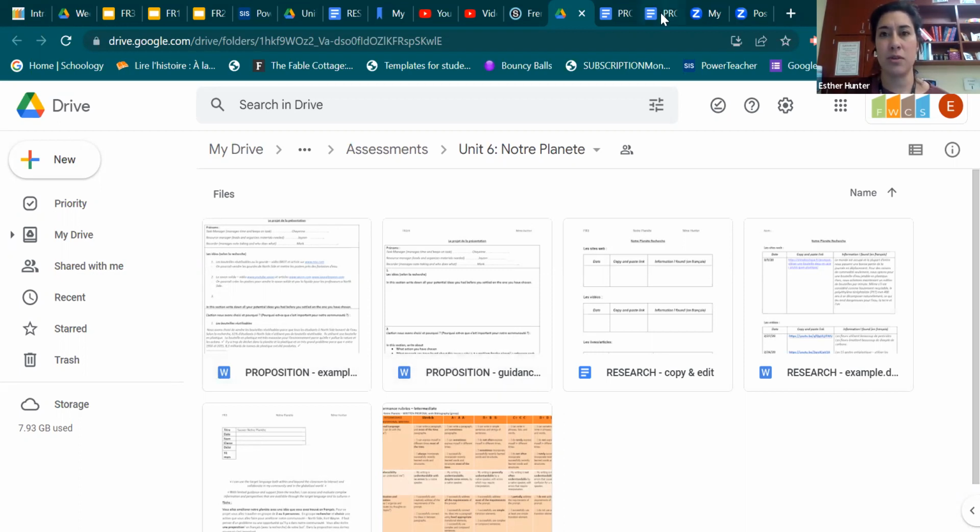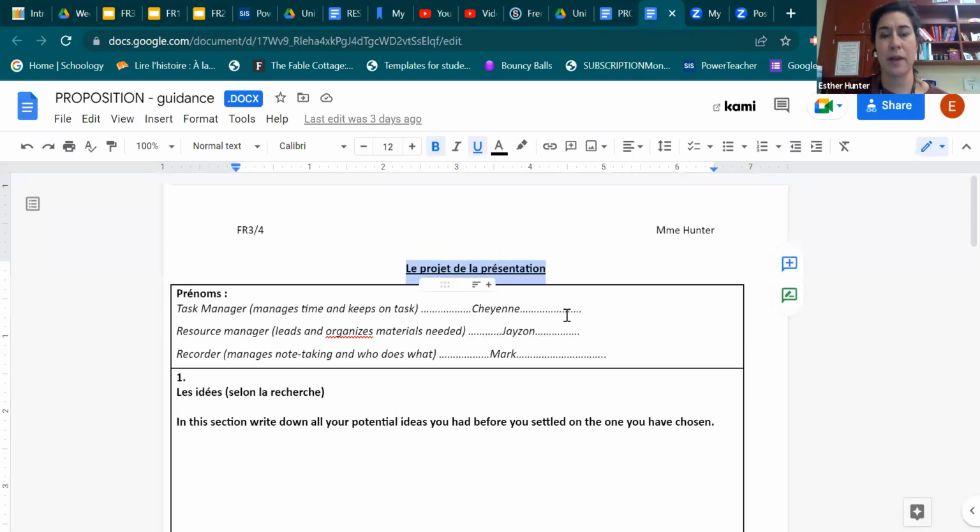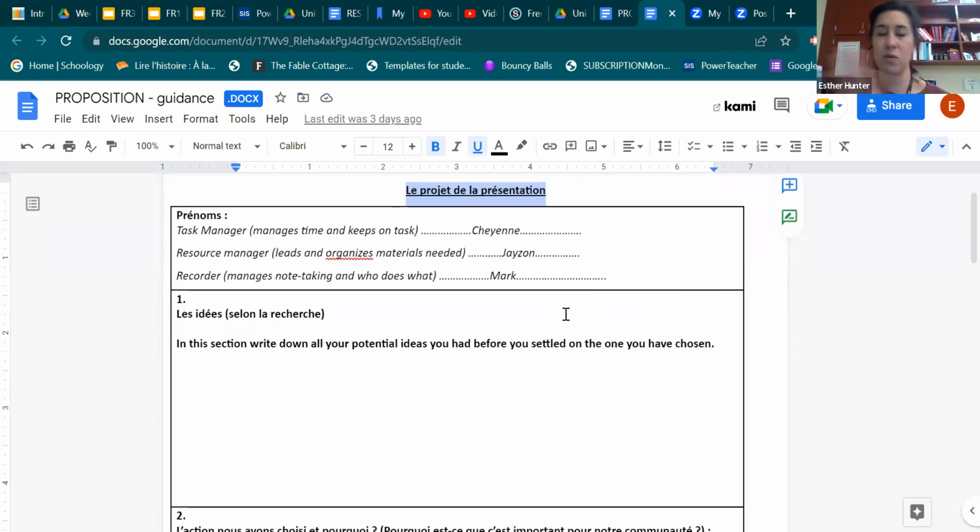So I want you to start first with the guidance. You can share this with your group, so copy it, share it, and all work on this document together. Okay, so some people might be working on one thing while somebody else is working on something else, but you can all access it, you can all see it, and you all have a copy of it.